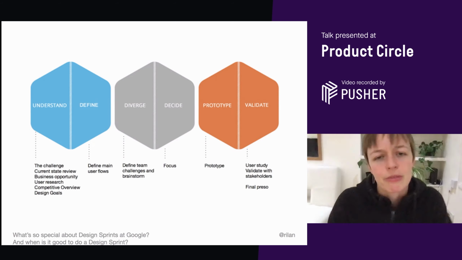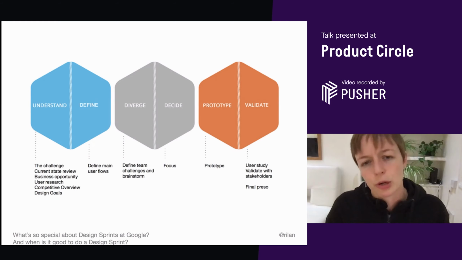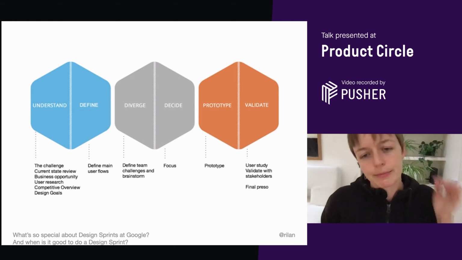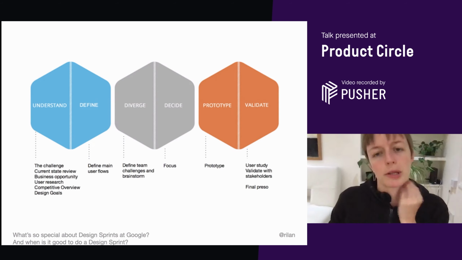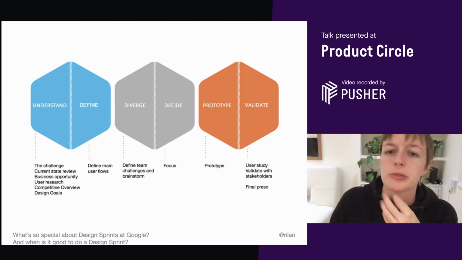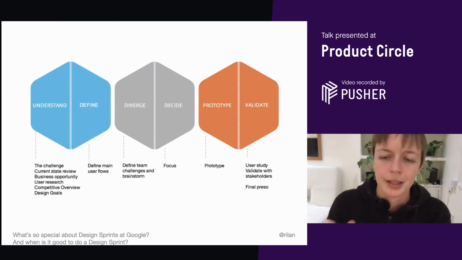The second piece is about diverging and deciding. So defining the challenges, brainstorming, opening up and looking at all of the possible opportunities. And then focusing down. So focusing on what are the areas that we think are viable, feasible, desirable solutions, and how do we attack those?